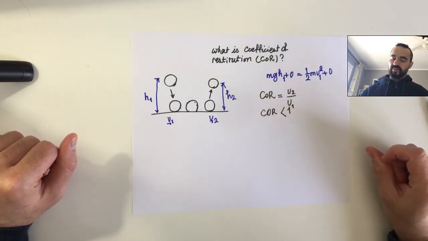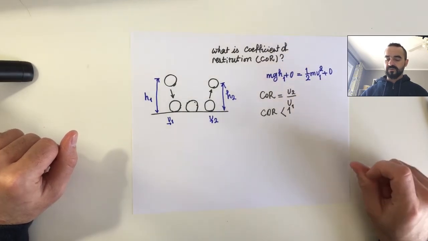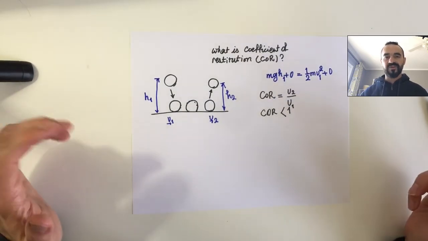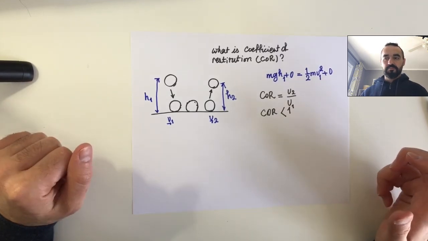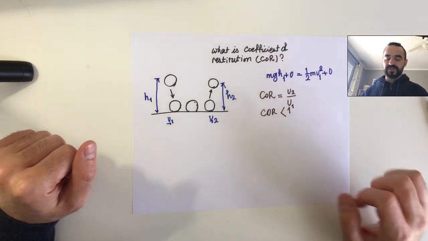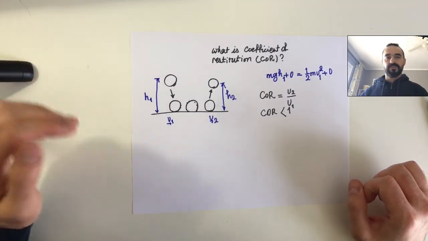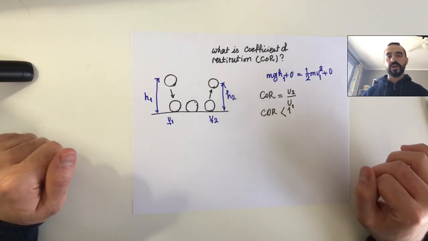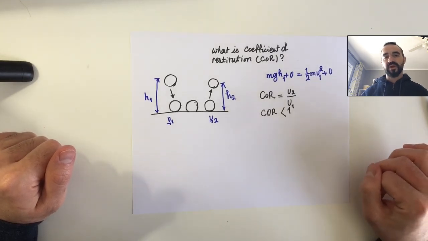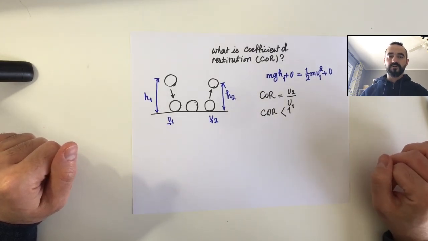So this coefficient of restitution was the ratio of V2 over V1. Now think about it. What if this coefficient of restitution approaches 1? What does it mean? And how can we approach that limit value of coefficient of restitution?